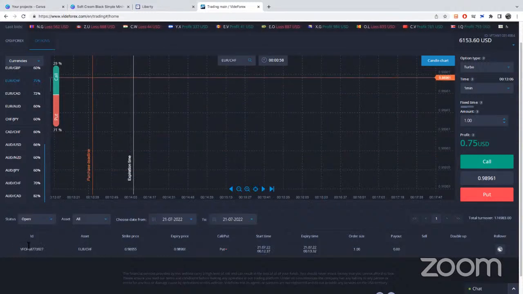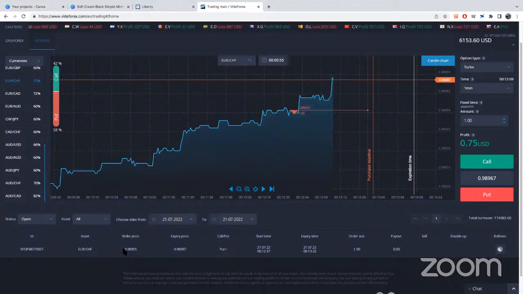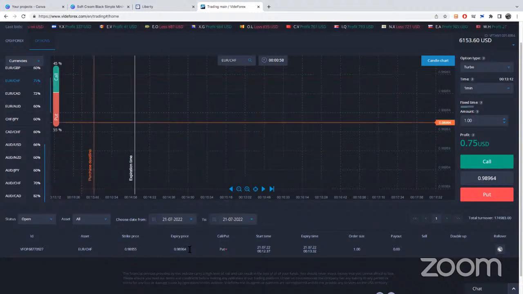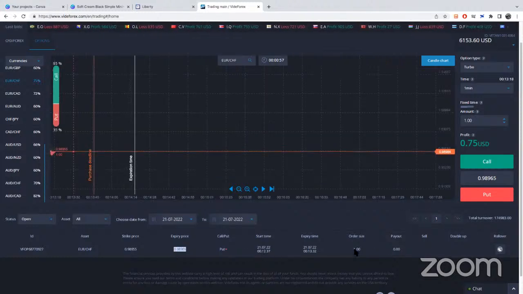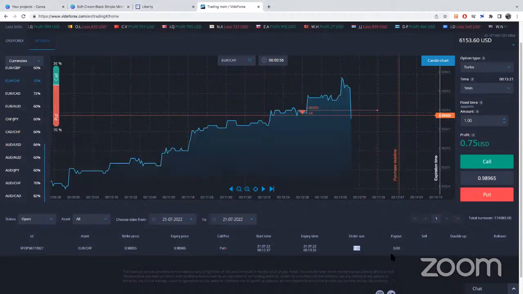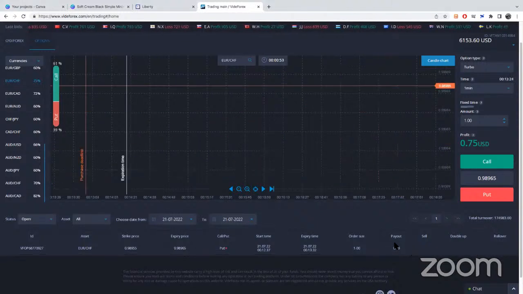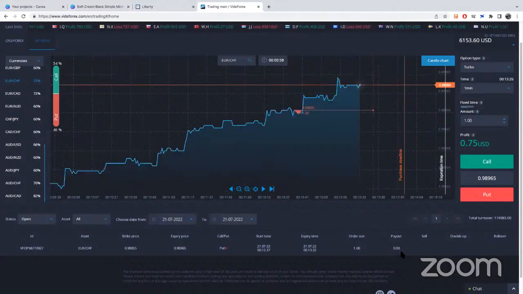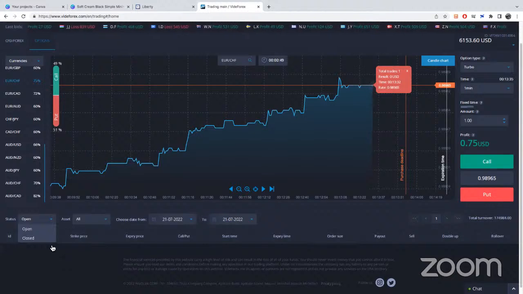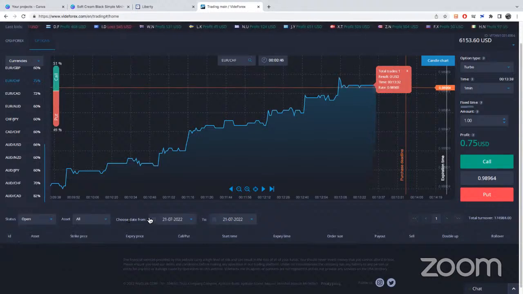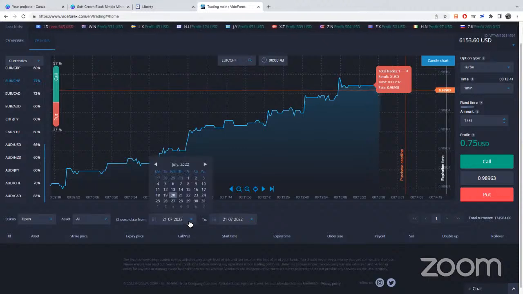You're going to see that there is an ID associated with the trade. There is the strike price where you got in. There is the expiration time. It's a put, and your order size is $1. And if you make money, it's going to show up on the payout. If I lose money, it's going to remain 0.00. If you want to figure out where your other trades are, you just click on closed, and then it's going to give you all the trades that you've done. Okay. Play around with these dates if you want to. If you want to look for trades that you took maybe a month ago, you can literally play around in your broker.